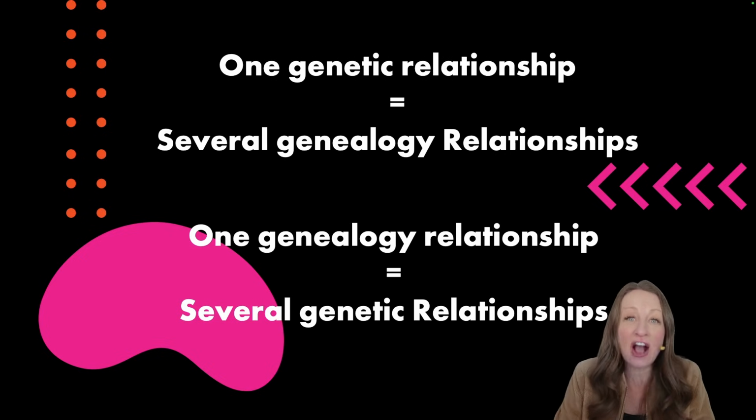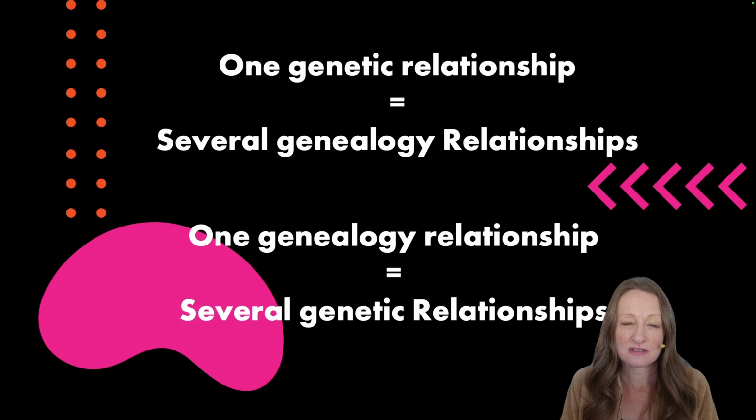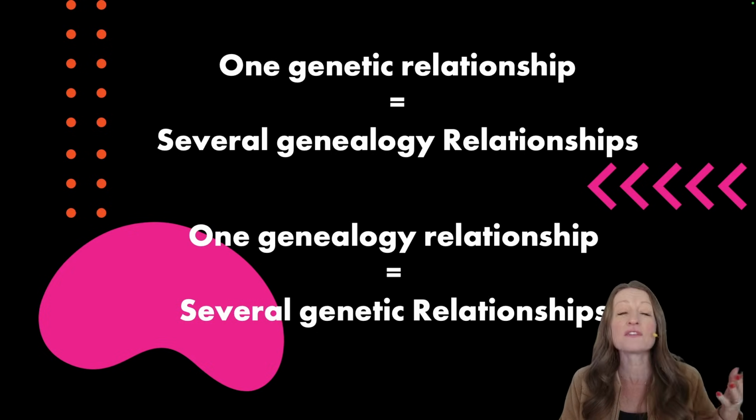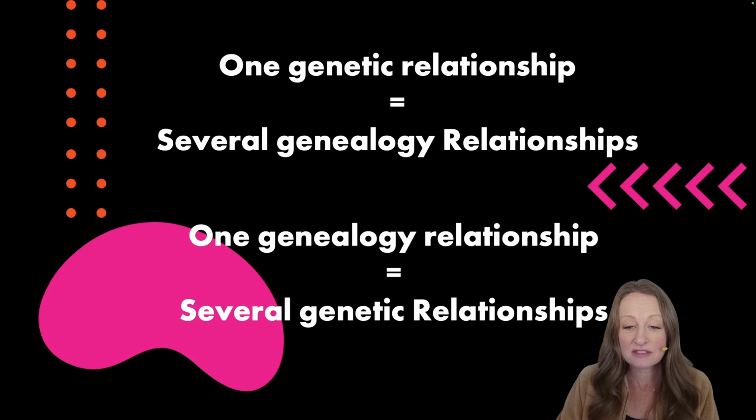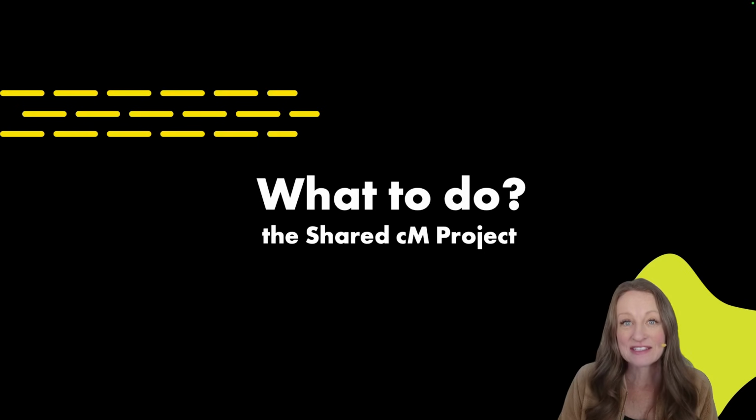Similarly, one genealogy relationship, like second cousin, can equal several genetic relationships. So at second cousins, you could share 250 centimorgans. You could share 213 centimorgans. You could share 298 centimorgans. And I could just keep going and going and going. So, if you want to know what your relationship is to all of the people on your DNA match list, what are you going to do? How are you going to figure it out?